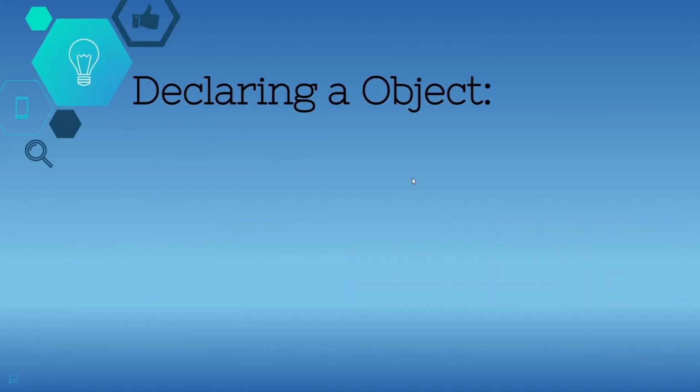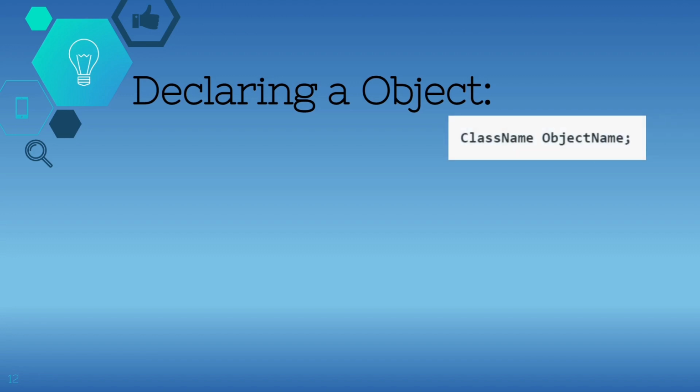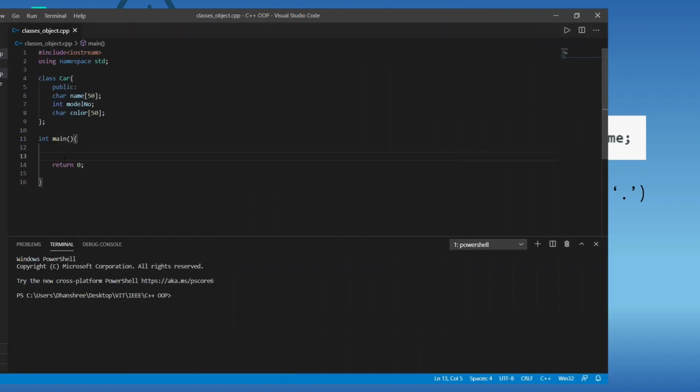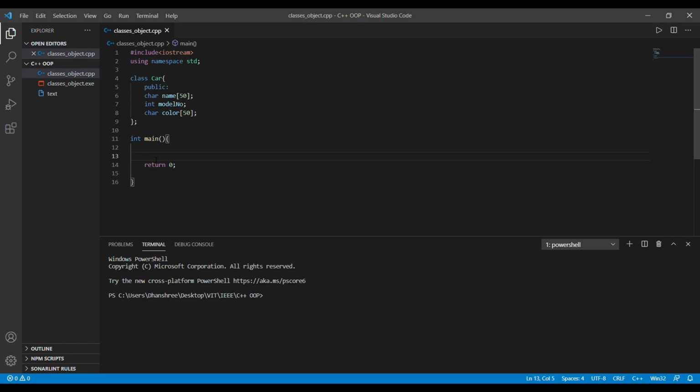To declare an object, we use syntax something like this: class name followed by the object name. Now to access the data members and functions of the class through objects, we use the dot operator with the object. For example, if the name of the object is obj and you want to access the member function with the name printName, then you will have to write obj.printName. Let's continue with the coding part.